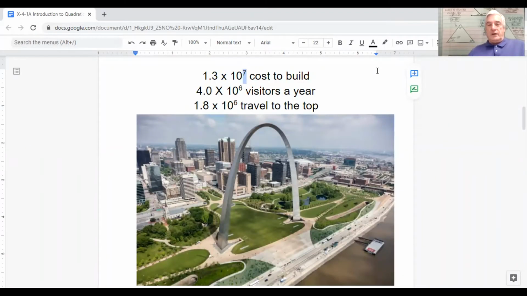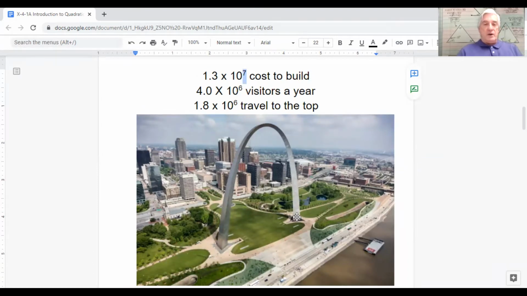You're looking at the St. Louis Gateway Arch. It was designed as a memorial to those who left St. Louis and traveled west in our country. It is 630 feet high. It is 630 feet from this side to this side across. It is 60 feet in the ground.